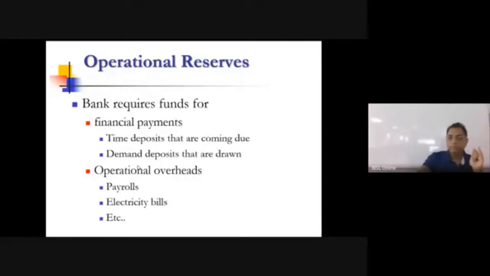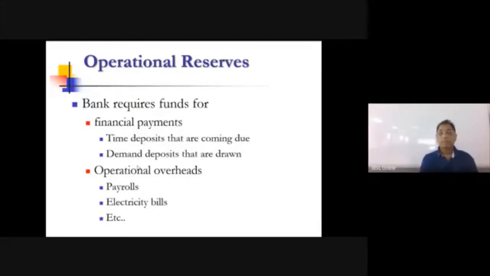Financial payments. You remember when we discussed, and there was a question about how banks will project their liquidity requirements and their cash flow requirements over the next 1 month, 2 months, 3 months. How do they project it? One of the ways, like I said, was: what are the time deposits that are coming due in the next 1 month, 2 months, 3 months? What are the big deposits that are coming due? What are the clients going to do about that? Are they keeping it with us? Are they taking it out?